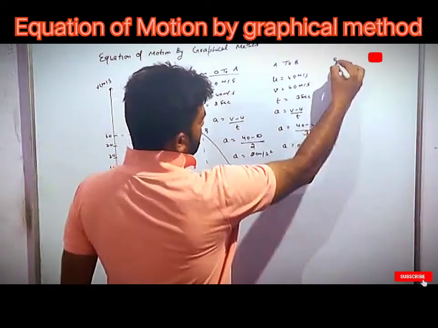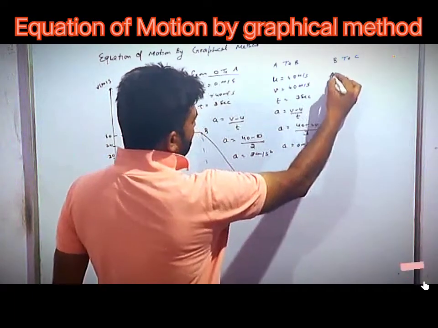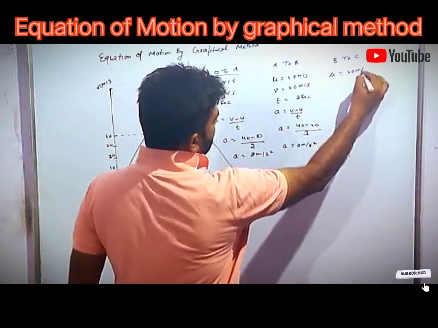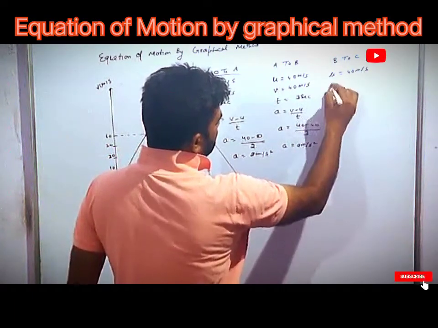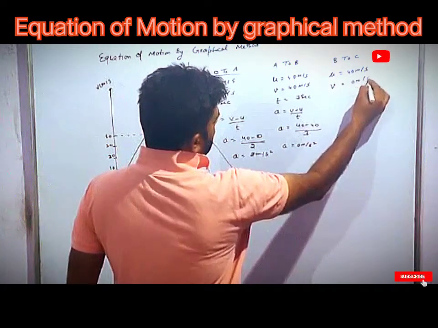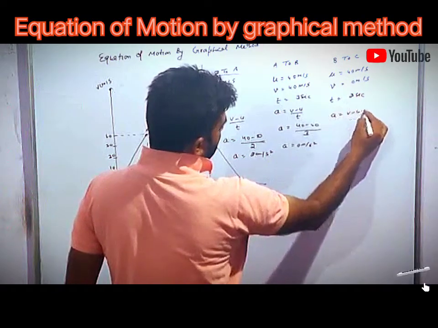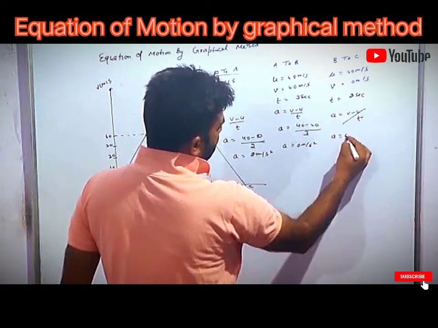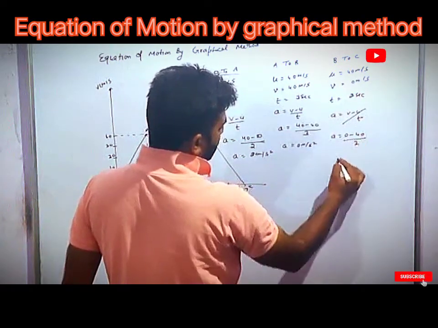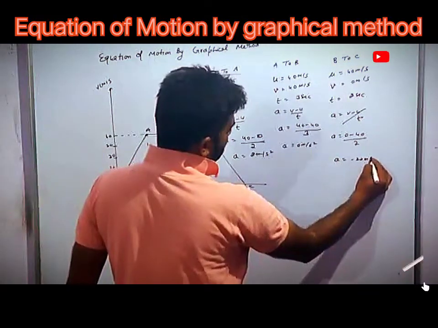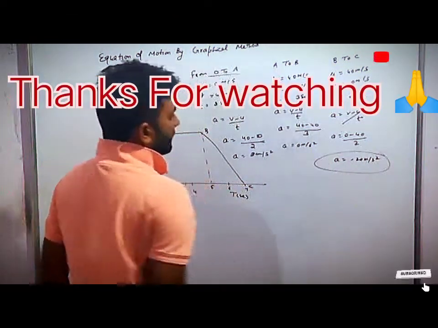From B to C, B is the initial point, so u is equal to 40. C is the final point, so v is equal to 0. Time is equal to 2 seconds. So acceleration is equal to (v minus u) by t. So a is equal to (0 minus 40) by 2. a is equal to minus 20 meter per second square.